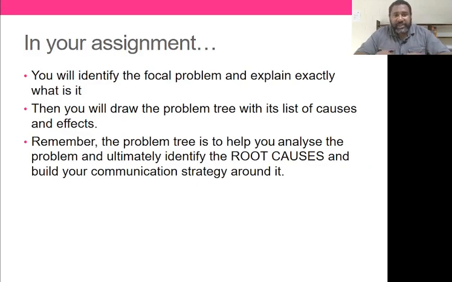So in your assignment, identify one focal problem, draw a problem tree, and then list down the causes and list down the effects. Do the first level of causes and then go a bit down, and do the same for the first level of effects and then go a bit up. Always remember that we are doing a problem analysis to identify the root cause of the problem, because once you have removed the root cause, then the problem we are talking about will be solved.